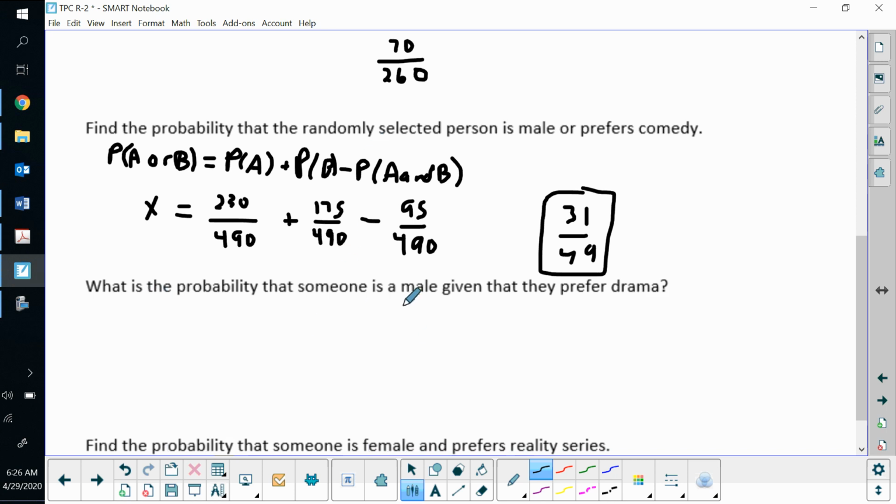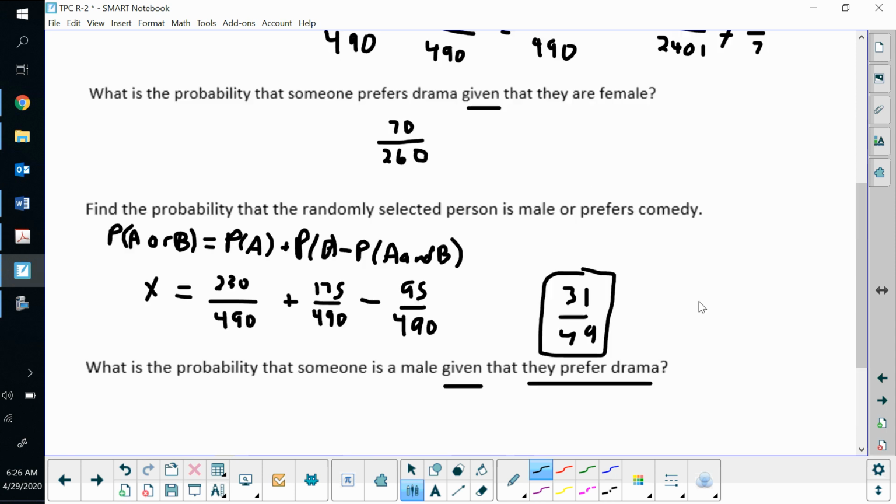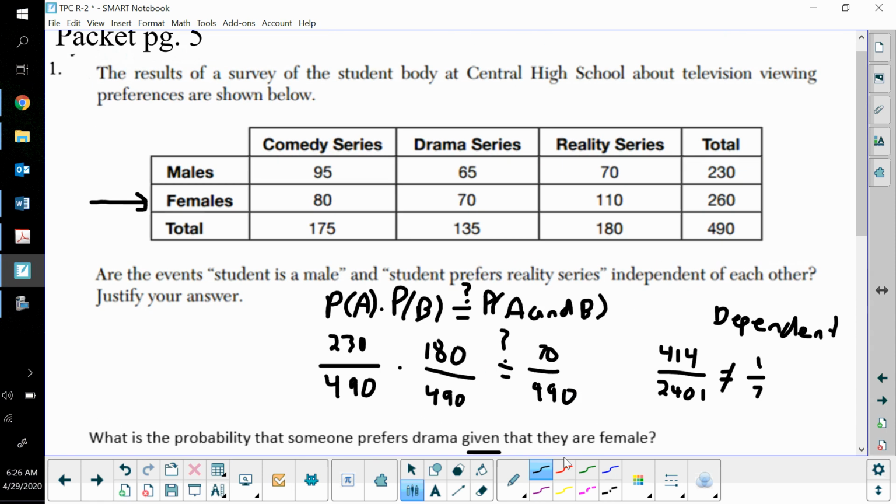What's the probability that someone is male given they prefer drama? So anytime you have the given, that's what you focus on. So given they prefer drama, we're going to focus on only the drama column.